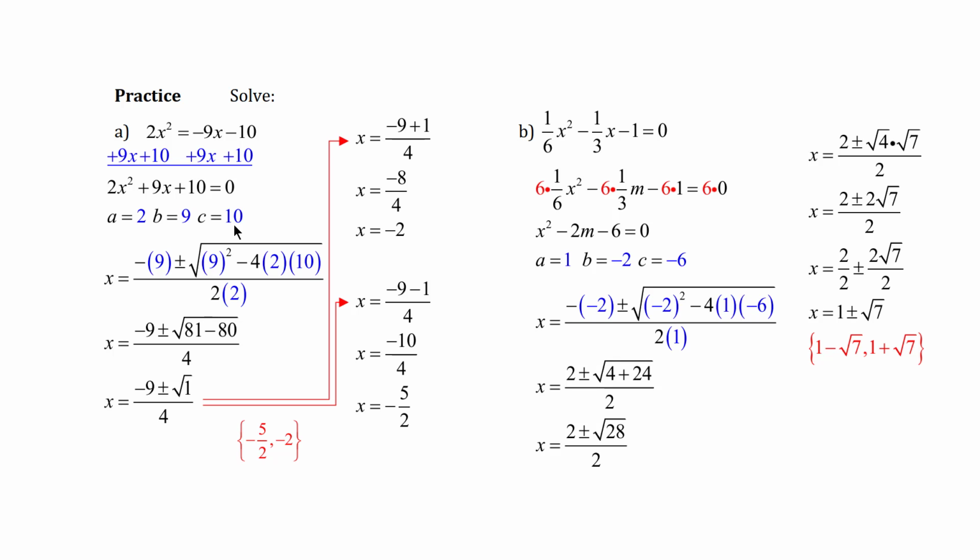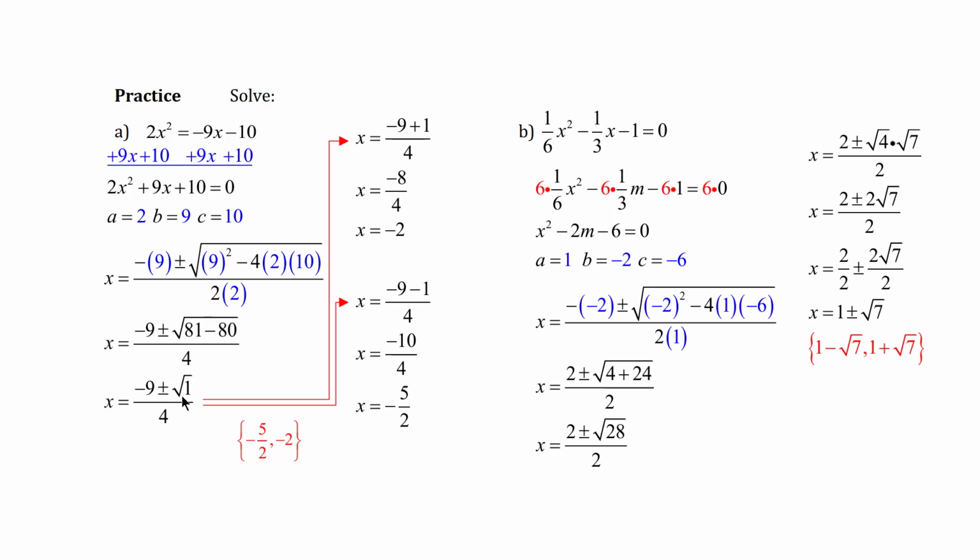From here, we substitute our values for a, b, and c into the quadratic formula. We get x equals negative 9 plus or minus the square root of 9 squared minus 4 times 2 times 10 all over 2 times 2. Next, we simplify. We get x equals negative 9 plus or minus the square root. 9 squared is 81. Negative 4 times 2 times 10 is minus 80, over 2 times 2 is 4. Next, we have 81 minus 80, which is 1. So we get x equals negative 9 plus or minus the square root of 1 over 4.